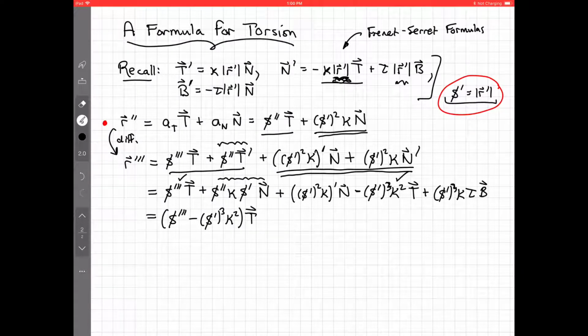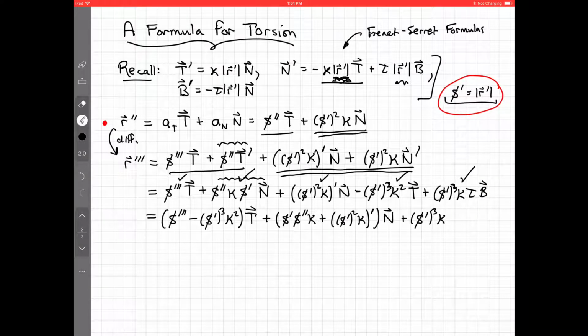Alright, now let's gather stuff next to n. So what's next to n? We have this stuff here, so that's s prime times s double prime times kappa, plus this garbage here, the derivative of s prime squared kappa. Okay. And then finally, let's take care of what's next to b, and so that looks to just be s prime cubed kappa tau, curvature times torsion, times b.